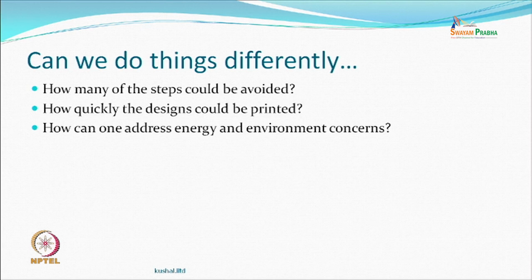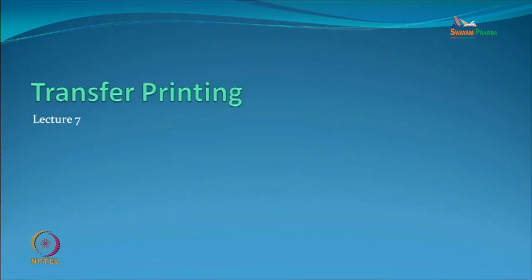So when you talk about environment, there are costs to be incurred. So how does one do this process which can probably address some of these issues? This is the topic that we will start discussing, called transfer printing. As the name suggests, the printing is done somewhere else, not directly on the fabric.